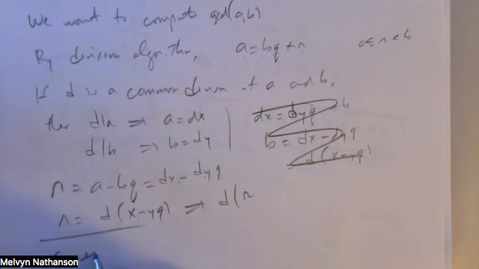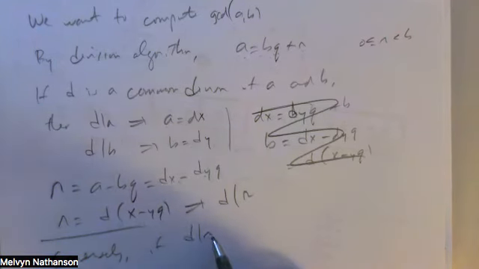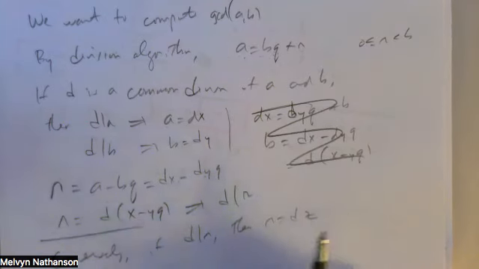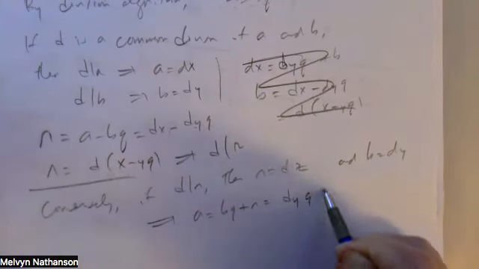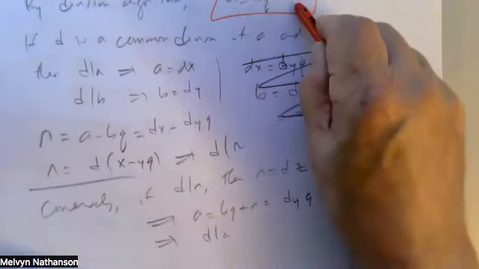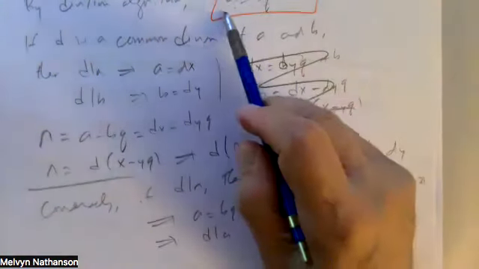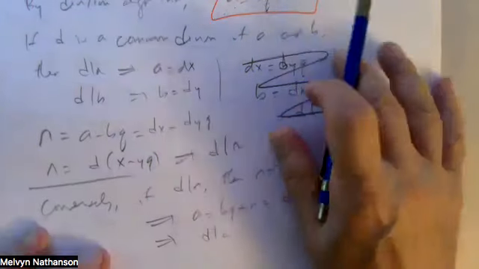And conversely, if D divides R, then R is DZ for some integer Z. And if D divides B, so B is DY for some integer Y, then A, which is BQ plus R, is DYQ plus DZ, is D times YQ plus Z, which means D divides A. So if we look at this equation, take A, divide by B, you get a remainder of R. The common divisors of A and B are exactly the same as the common divisors of B and R.